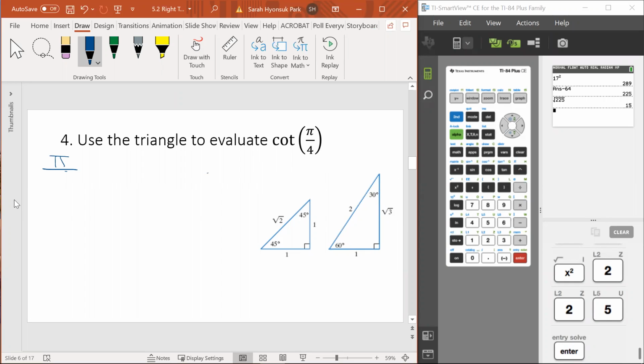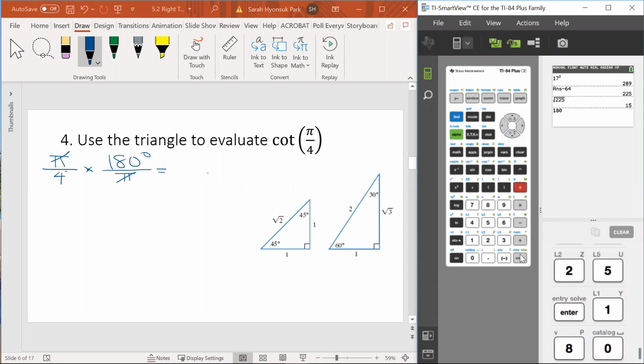And from 5.1, to go from radians to degrees, we have to multiply by 180 degrees over pi. So first we're going to convert this to degrees by multiplying by a conversion. And so the pi's are going to cancel each other out. And if you do 180 over 4, we get 45 degrees. Okay, now I know what to look at.